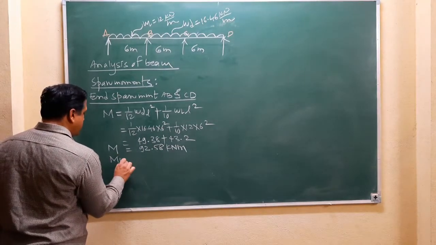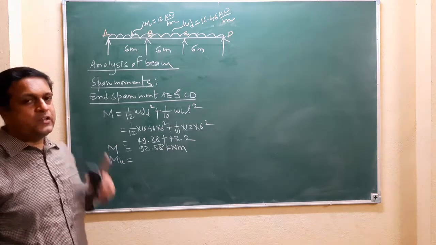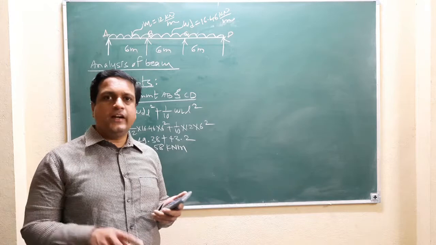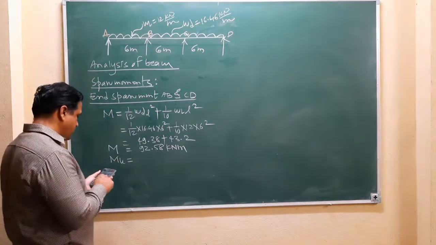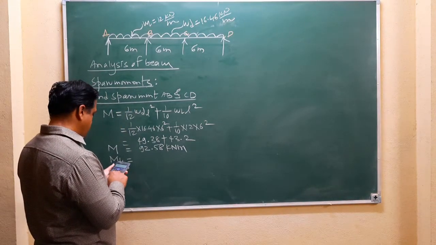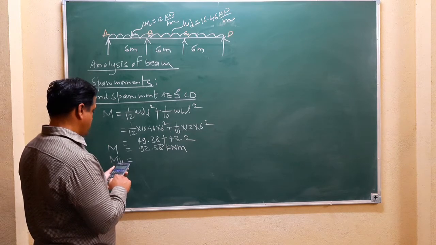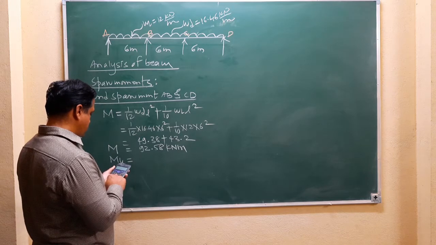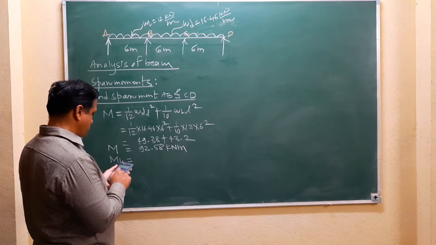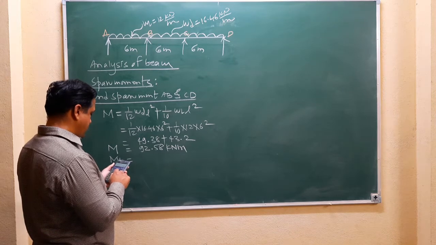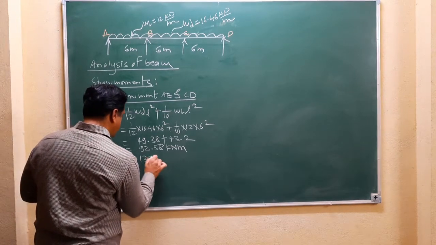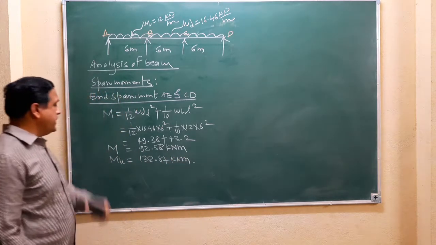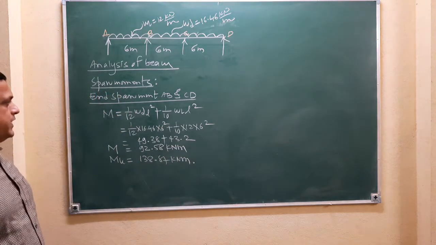But you have to convert that value into the ultimate condition, because the load given in the question is not in the ultimate condition. So you have to convert that load into the ultimate condition by multiplying by 1.5. 1.5 into 92.58, the value is 138.87 kilonewton meter. So this is the bending moment at end span AB and CD.